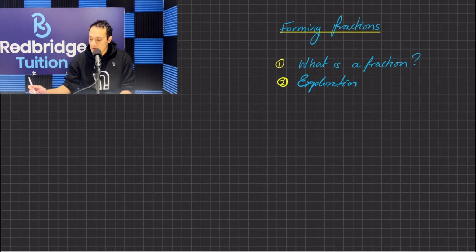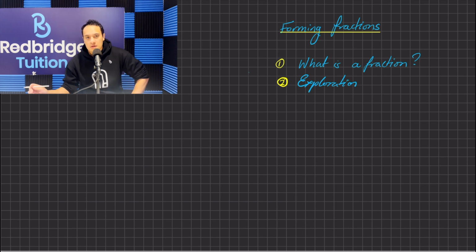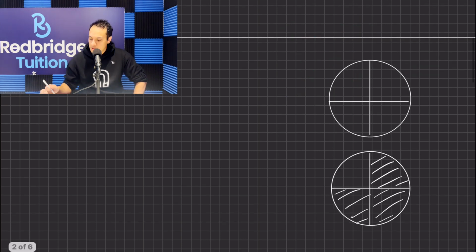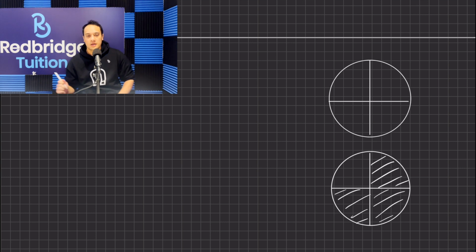Today, we're going to talk about forming fractions. So, we're going to start with the question, what is a fraction? A fraction is a part of a whole or a total. Imagine you have a pizza, okay? You probably don't want 3 pizzas or 4 pizzas. You want a slice of a pizza.